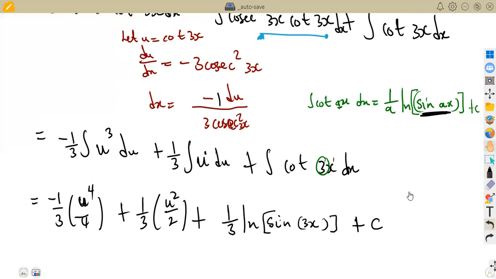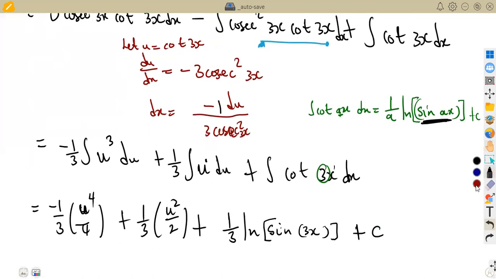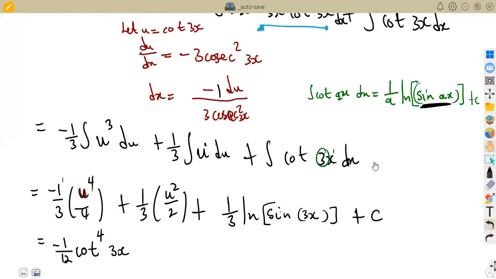All right. So the rest here, we are just substituting. Remember our u, we said u is equal to cot. So where there is a u here, we are going to put back our cot. So this will be minus 1 over 3 times 1 over 4. The 4 is in the denominator, so it's minus 1 over 12. Remember, u is cot, so this will be cot to the exponent of 4 of 3x. Okay, so this is what we have on this part.